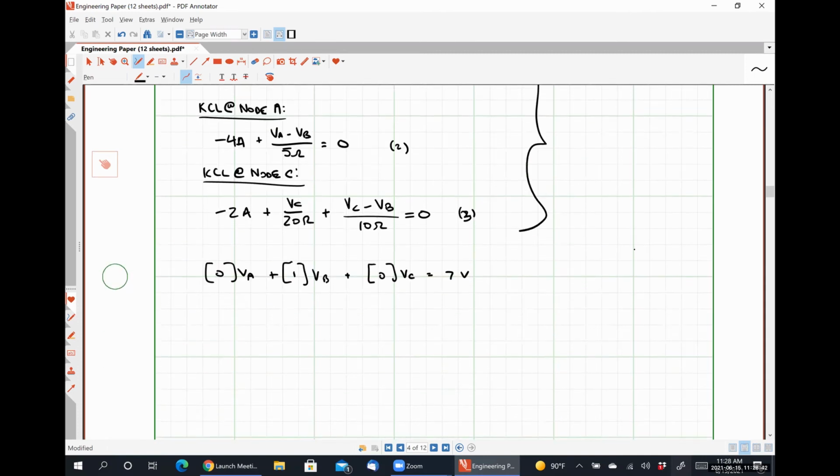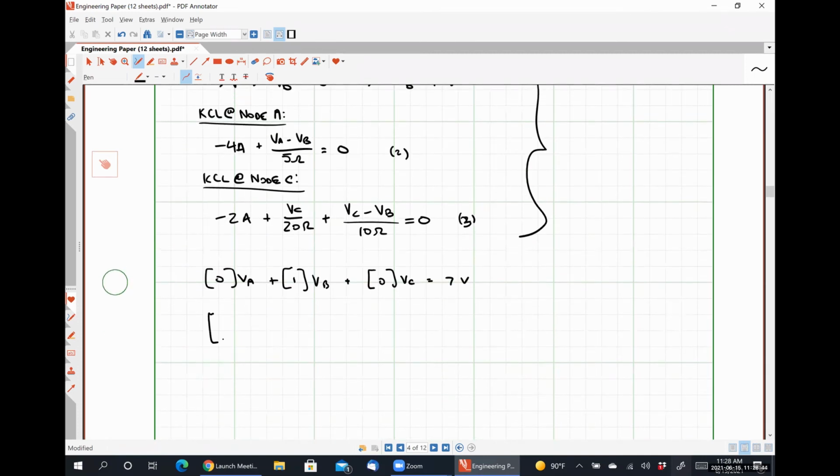plus 0 VC is equal to 7 volts. My second equation is going to be 1 over 5 VA plus negative 1 over 5 ohms VB plus 0 VC is equal to 4 amps.